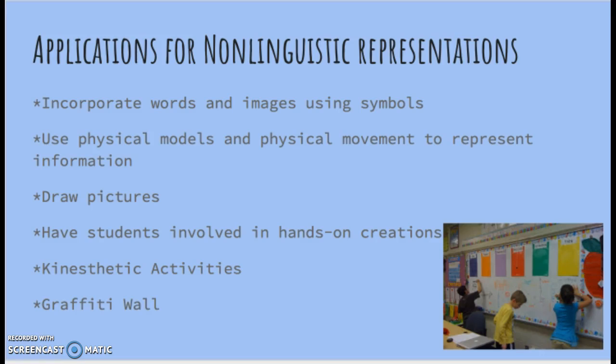You can incorporate words and symbols and images, use physical models and physical movement to represent information, draw pictures, have students do more hands-on activities, kinesthetic activities, and a graffiti wall, which you see in this picture, which is another NUA strategy. The students are responding to a question by drawing a picture on the screen.